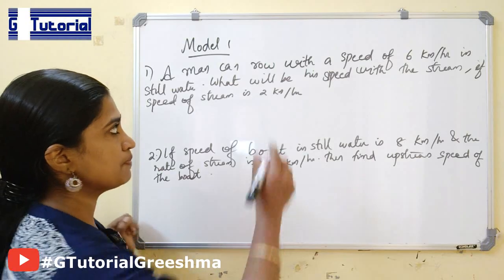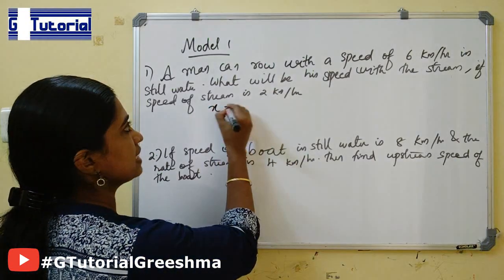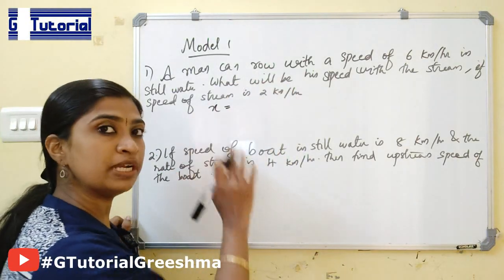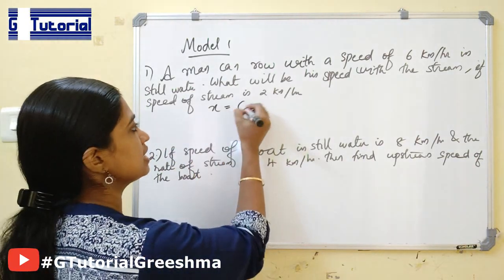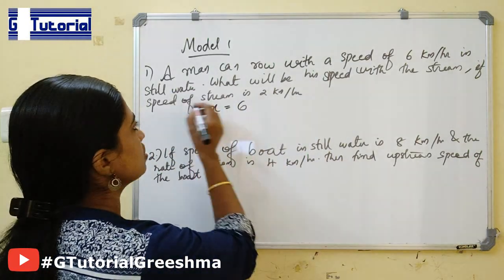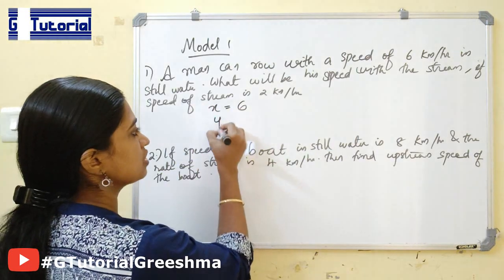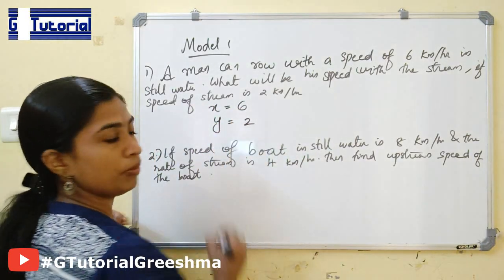Here we are given the speed of man, that is x is given. A man can row, that is speed of boat is same as speed of man. It is denoted by x. X is 6 km per hour, and also we are given speed of stream. Speed of stream is denoted by y is 2 km per hour.